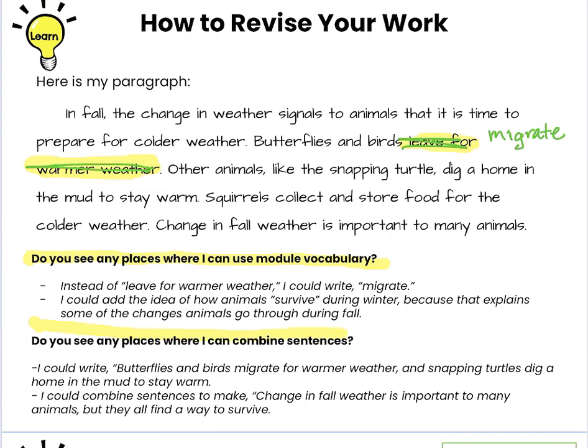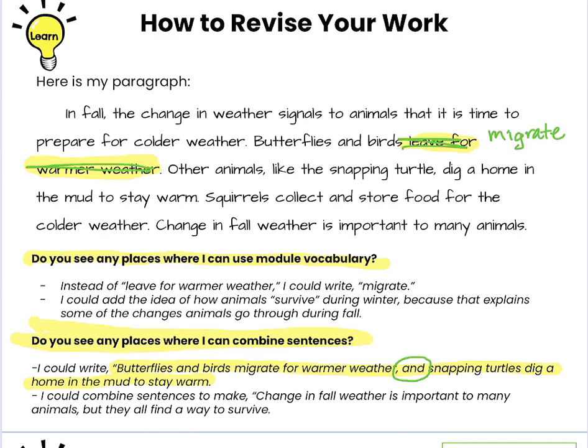Do you see any places where I can combine sentences and make compound sentences? I could write butterflies and birds migrate for warmer weather, and snapping turtles dig a home in the mud to stay warm. So I would combine those two sentences with their conjunction and make sure I put a comma there too.